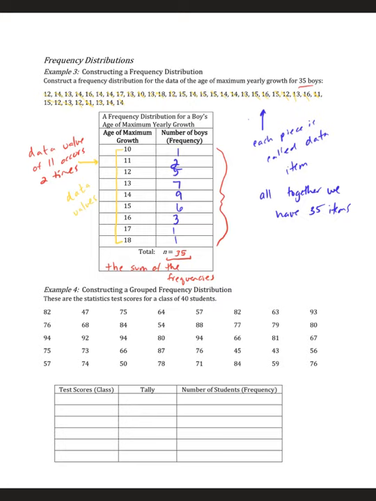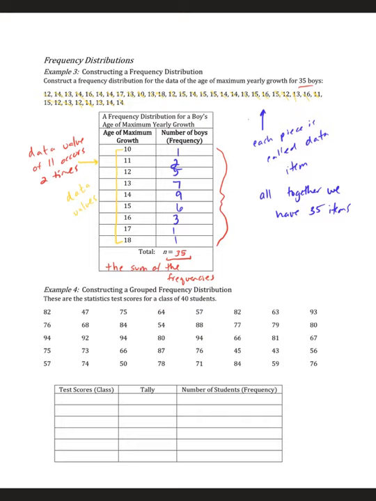The difference here is we're going to be creating groups rather than having all the individual data values like we did in this first one. Here we only had 2, 4, 6, 8, 9 different data values. Whereas when we look at this group here, we have 40 students and the data values are all over the place: 82, 76, 94, and so forth. So it's not going to make as much sense to list them all out because we just might have a whole bunch of ones in the frequency column. So what we're going to do is create groups here.